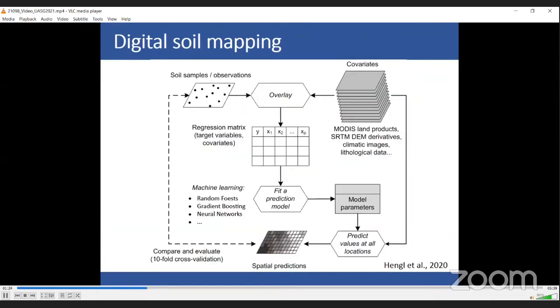The main concept of digital soil mapping can be summarized in the following figure. We start by collecting data from the field and preparing covariates, which can be derived from remote sensing data, including drone imagery. And then we overlay the ground truth data with the covariates to produce a regression matrix and use this matrix to fit predictive models by using different machine learning algorithms, and use the best fitted model to predict values at new locations. And the final step is to compare the prediction with the observed values.